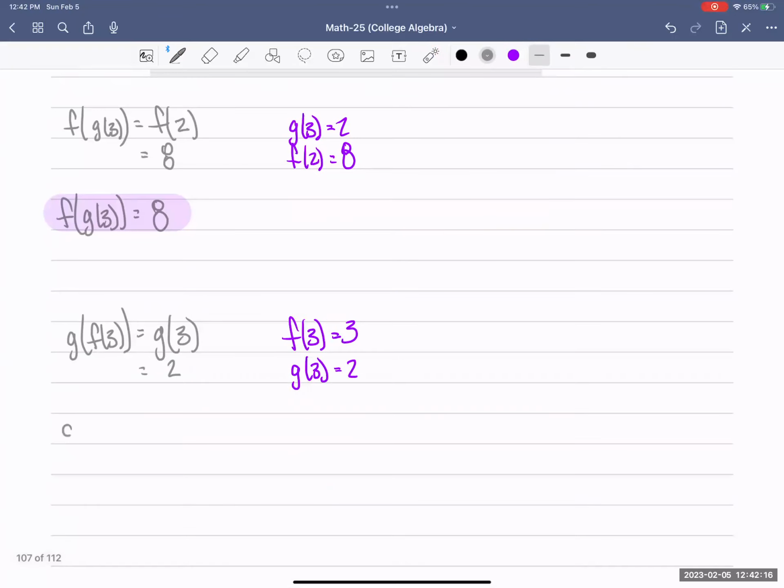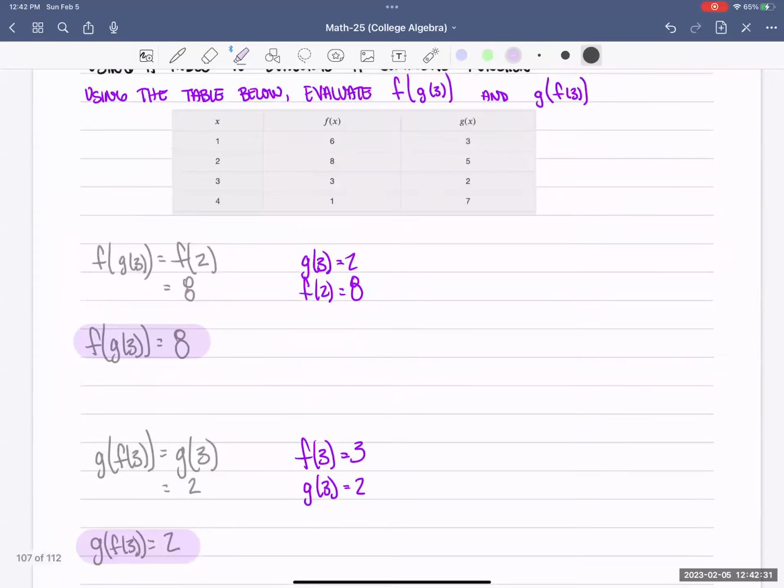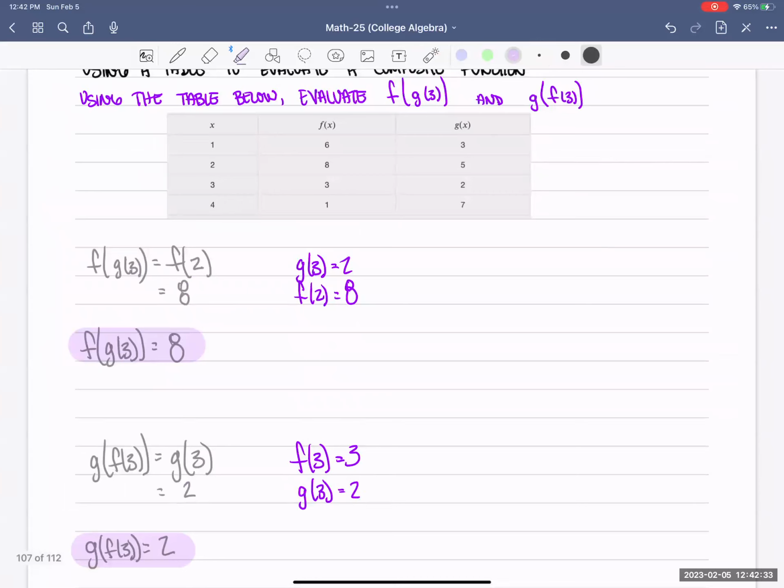And we could complete it by just restating the fact: g of f of 3 equals 2. And that's our solution. So working from the inside out when we compute these is going to be the easiest way to solve them. If you have any questions, please feel free to ask.